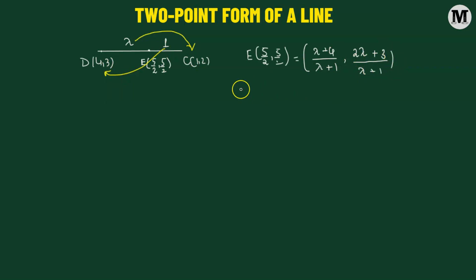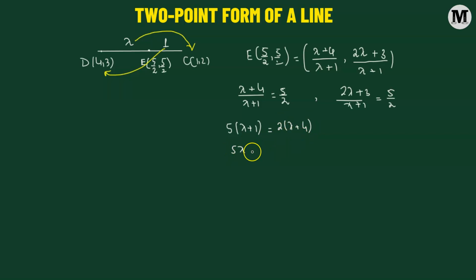Now we can equate the coordinates. So we have lambda plus 4 divided by lambda plus 1 equals 5 over 2. Or we can equate the y coordinates, 2 lambda plus 3 over lambda plus 1 equals 5 over 2. So let's solve it. We're going to cross multiply. So 5 times lambda plus 1 will be equal to 2 times lambda plus 4. That's going to give us 5 lambda plus 5 equals 2 lambda plus 8. So we have 3 lambda equals 8 minus 5, that will be 3. So that means lambda equals 1.